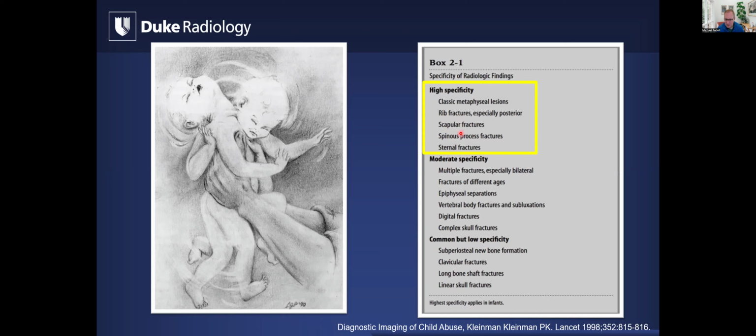Some of the things I was surprised to hear when I first saw this list, that are not highly specific for abuse, were complex skull fractures or linear skull fractures. We have kids that fall and hit their head quite frequently, so not highly specific. So we're mainly looking for these bottom four on our skeletal survey. Now the classic metaphyseal lesion is a different type of injury, with a different mechanism, that occurs at the metaphyses of the long bones from pulling and twisting of the limb. So in younger patients, less than one, being pulled and manipulated by their limbs results in this unique type of injury, and we'll see some examples of that.